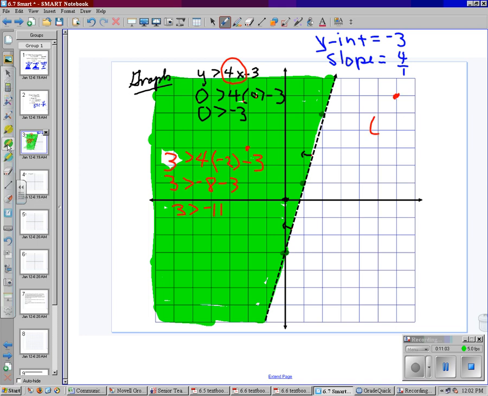So we're going to put in 6 greater than 4 times 6 minus 3. 4 times 6, class, is 24. So I got 6 is greater than 24 minus 3. 24 minus 3, class? 21. Is that a true statement? No. So nothing over here in this white section should be shaded because none of them make the statement true.